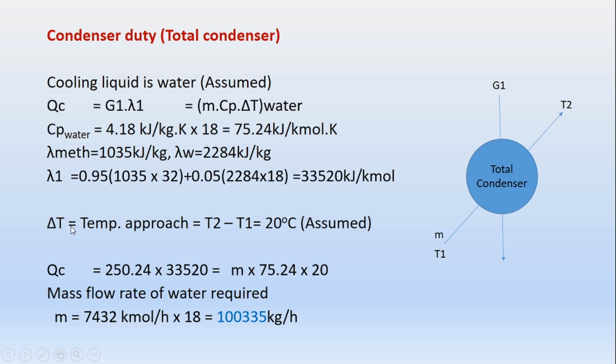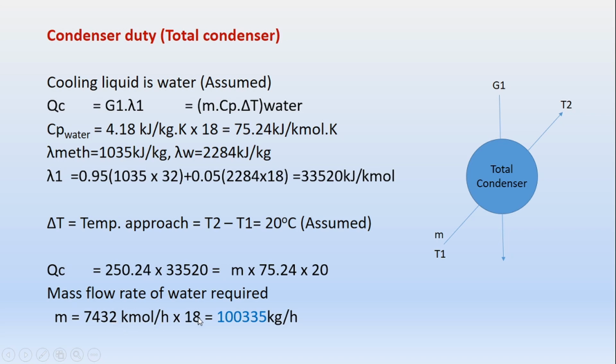Okay, and the difference in the temperature of the coolant, which is T2 minus T1, is the temperature approach, or the delta T in this formula. Let us assume this is 20 degrees centigrade unless specified in the problem. Okay, so based on this, substitute in this formula, and the condenser duty works out as 250.24 into 33520, and this is equated to mCp delta T. So we get the mass flow rate of the water required. The flow rate of the water is 7432 kilomole per hour.